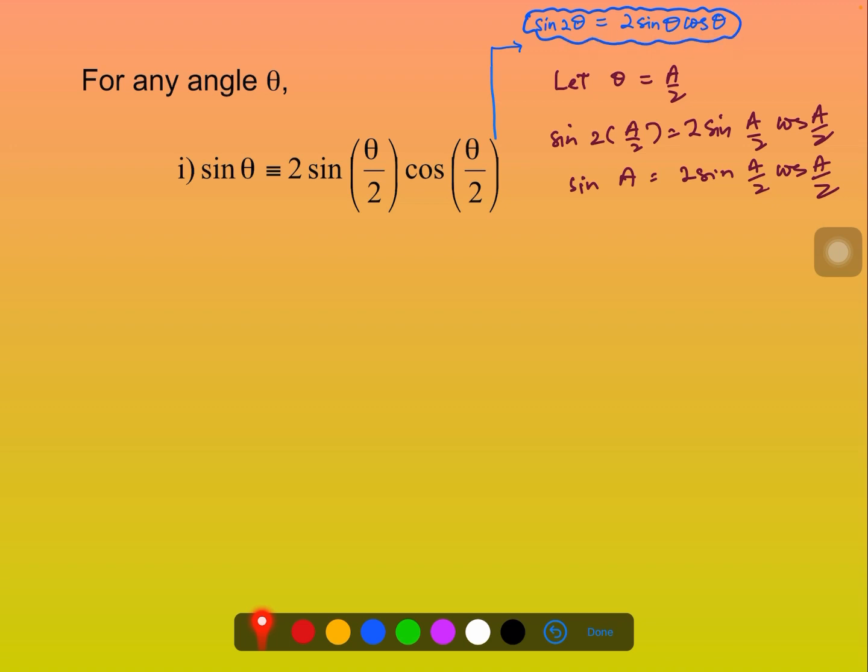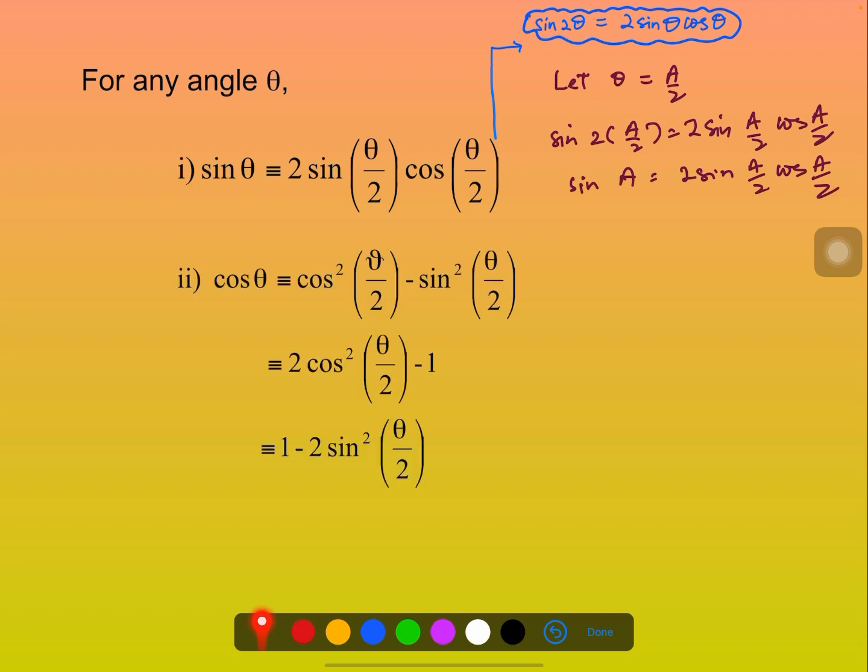Let theta be A over 2. So we will go to sine 2 times A over 2 equals 2 sine A over 2 cos A over 2. Sine A equals 2 sine A over 2 cos A over 2.